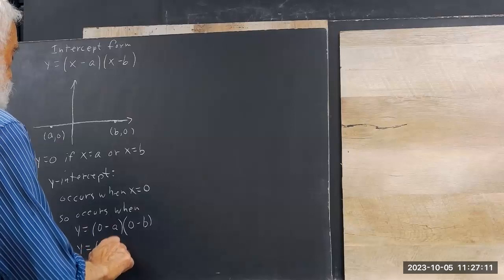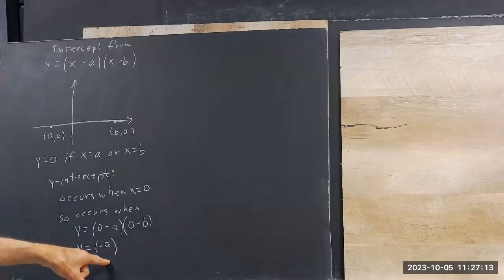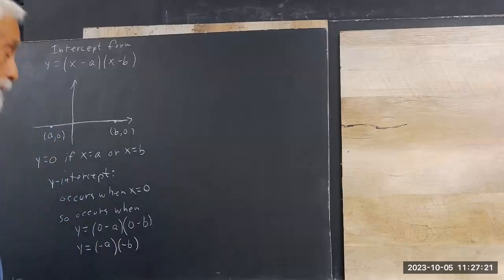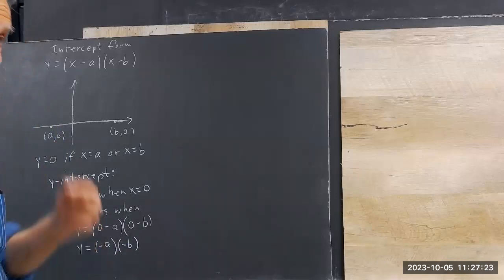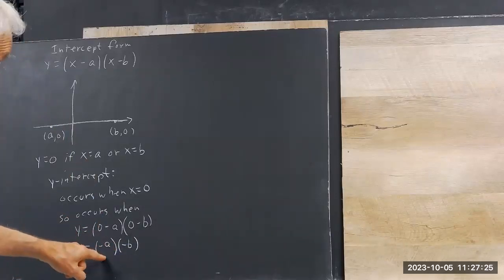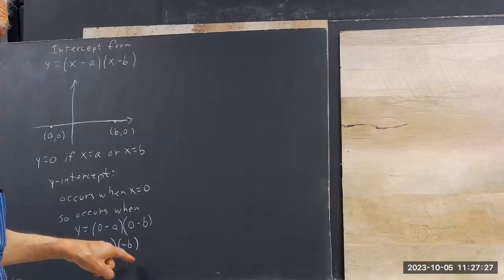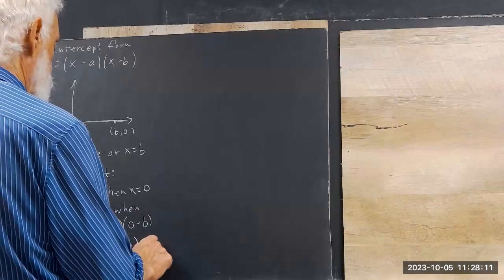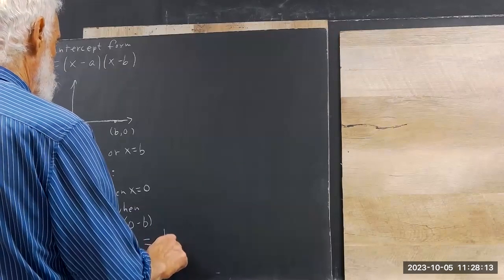Now, of course, this is a little bit unfamiliar because we don't have numbers, we've got letters. Okay, we have minus A times minus B. 0 minus A is negative A. 0 minus B is minus B. Now, what do you get if you multiply negative A by negative B? So this equals AB.